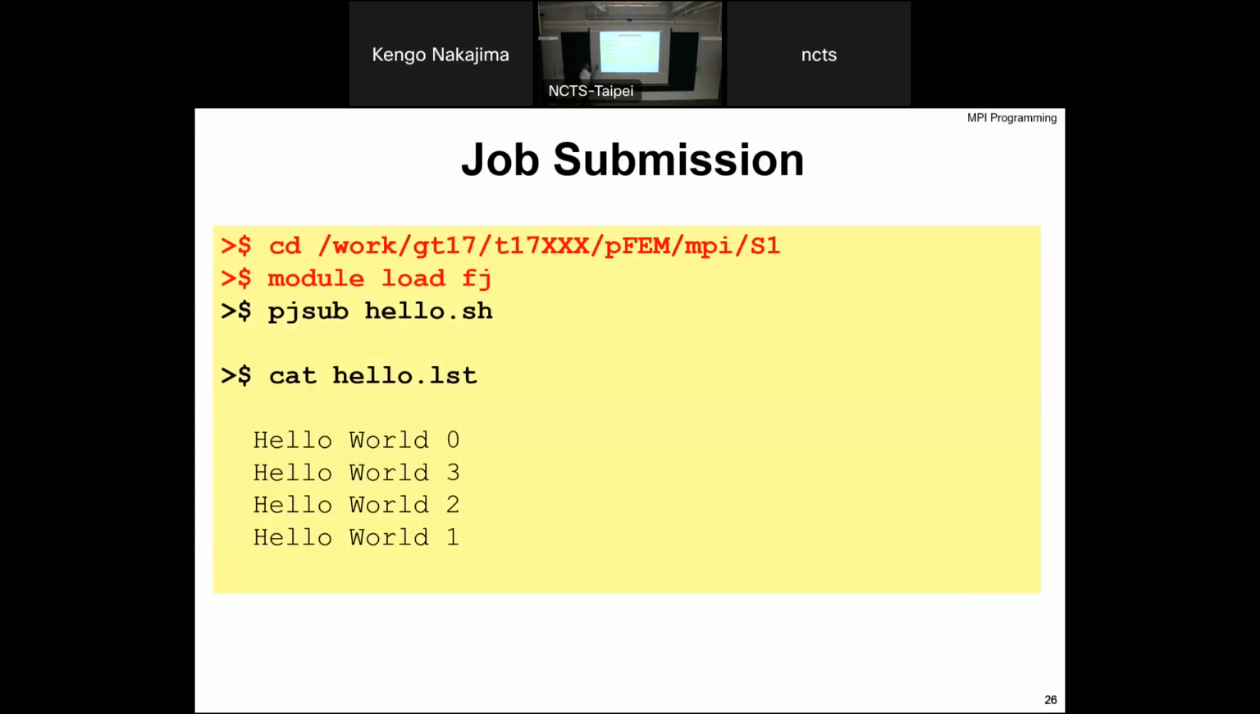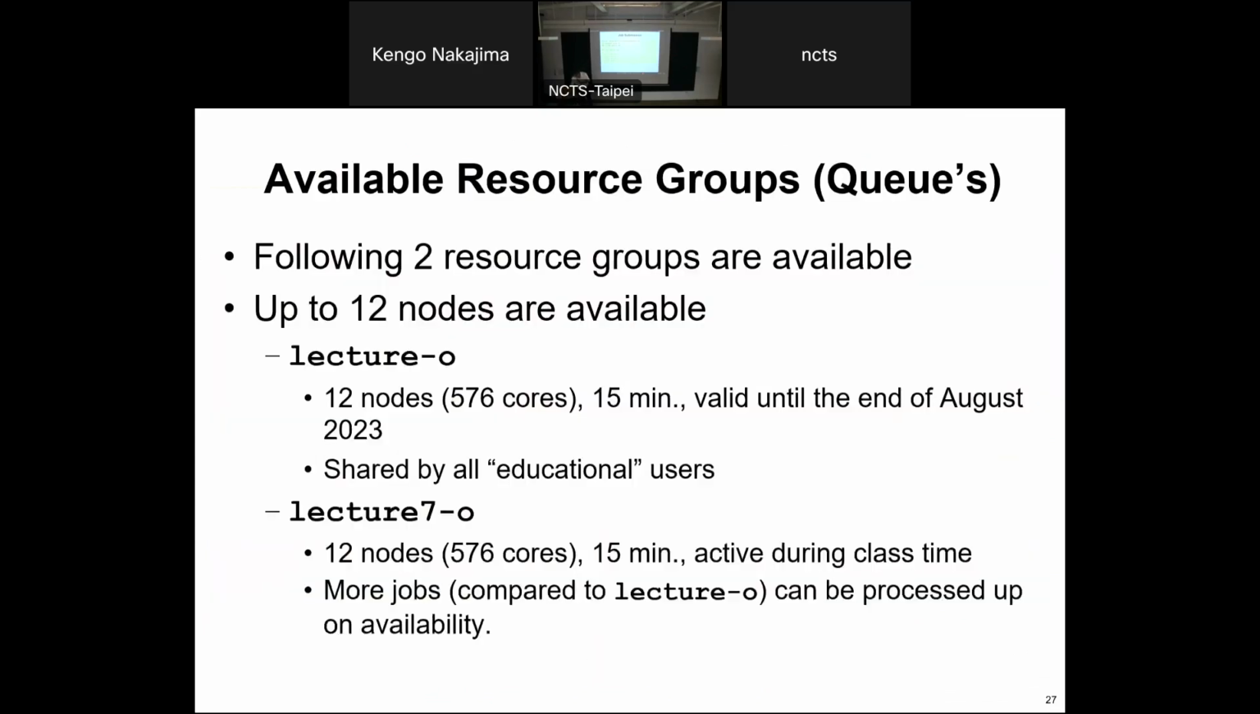So you have already submitted the code this way. These are the available resource groups. Actually, the following two resource groups are available, with up to 12 nodes. One is lecture-o, and the other is lecture7-o. In each case, you can use up to 12 nodes and 576 cores. And the upper limit of the job time is just 15 minutes.